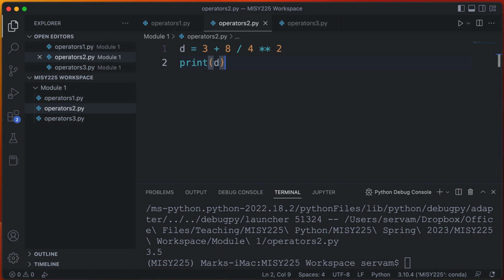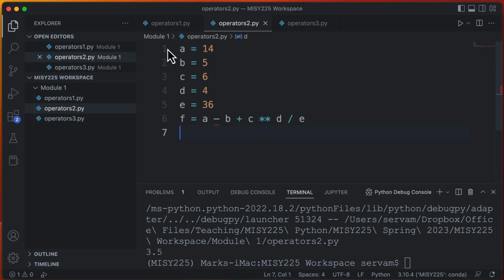To check whether you understand the concept of precedence, I'd like you to try something. I'd like you to enter the following code on a sheet of paper, and then evaluate this expression using the sheet of paper. Don't enter it into VS Code quite yet, but put it on a sheet of paper and actually figure out what is the value of f when you're finished. Then take this code, type it into VS Code, and run it. Do you get the same result? If you do, you understand operator precedence.